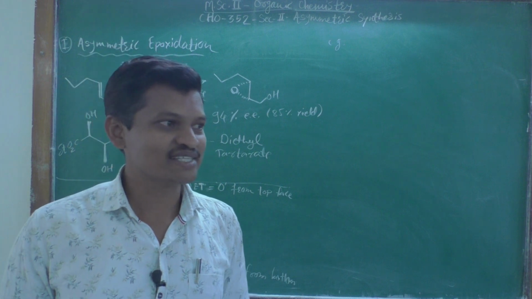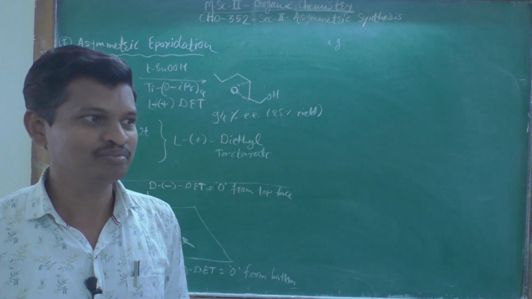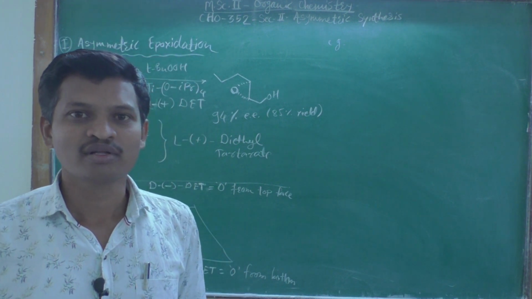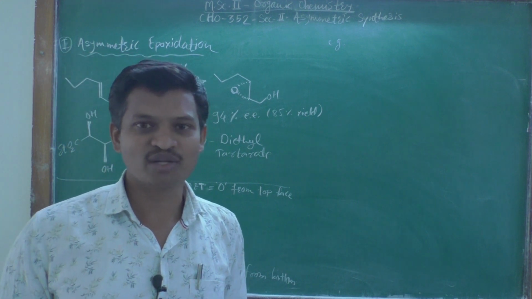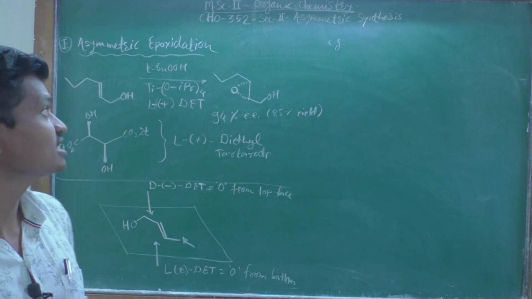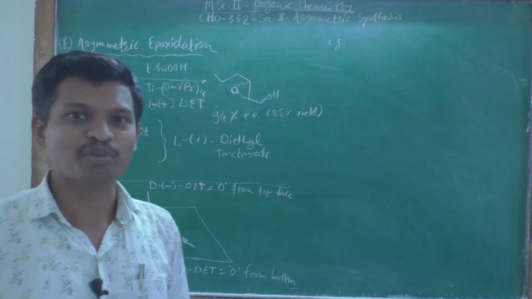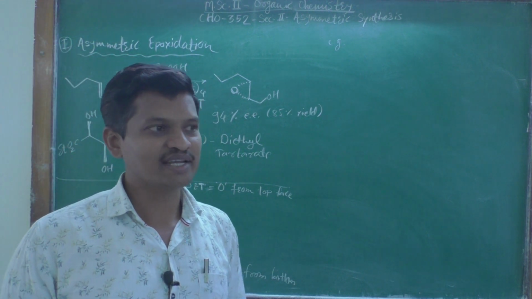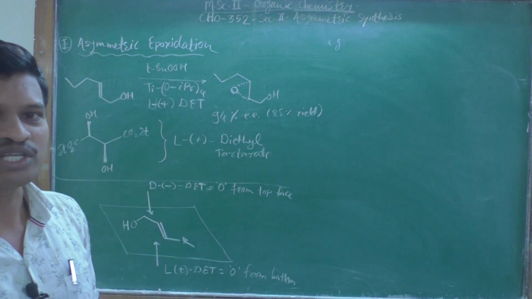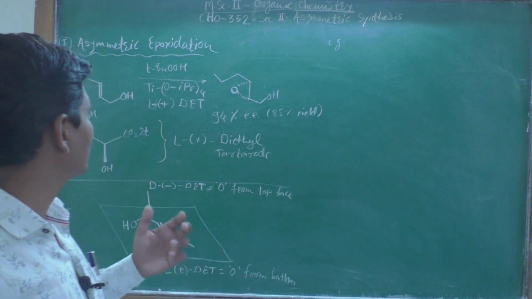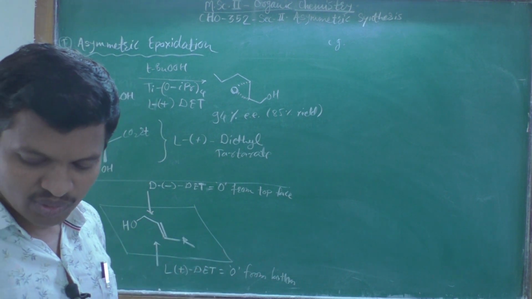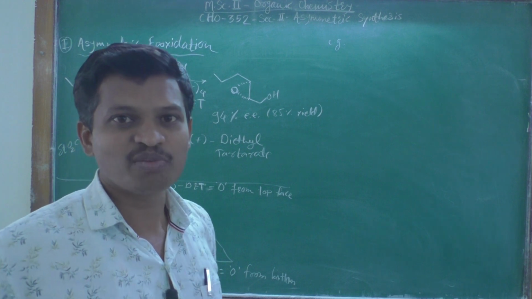We are discussing the second section of the stereochemistry paper, CHO-352, and the title is Asymmetric Synthesis. Our topic today is asymmetric epoxidation. We know, dear students, what is meant by epoxidation?